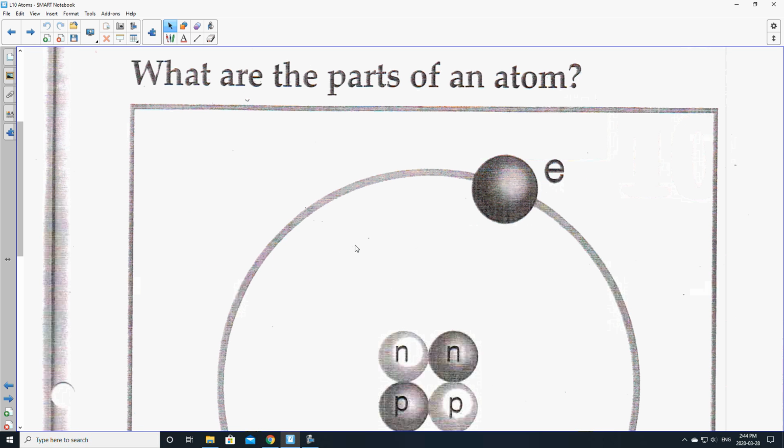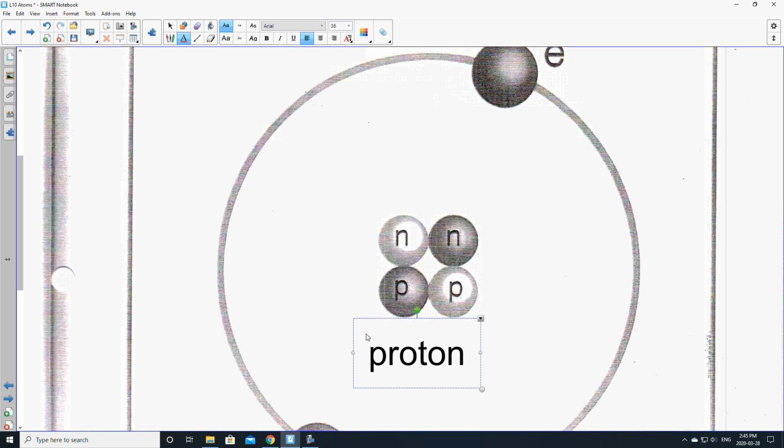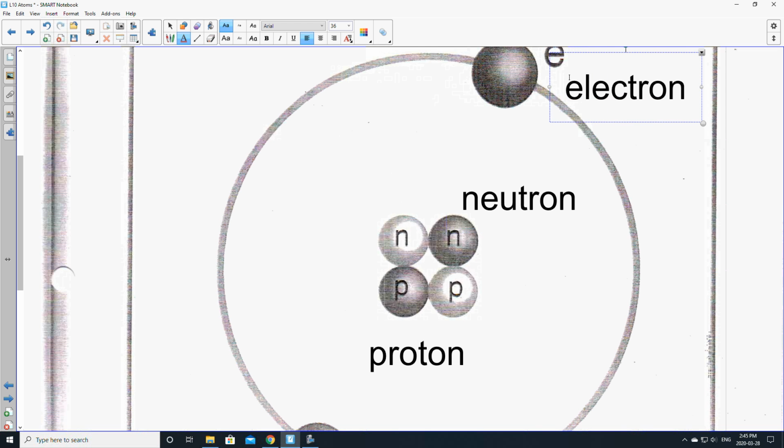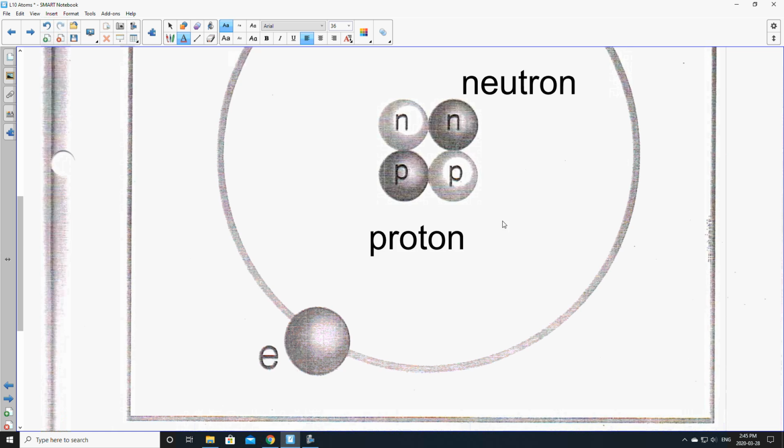Okay, so here they have a simplified diagram of an atom. P stands for protons, so maybe I'll just copy that down. Protons. Okay, N stands for neutron. Please copy this down as well on your own paper. Feel free, if I'm doing this too fast, to pause the video, okay? And then the E stands for electron. So here's a great little picture where it shows the protons and the neutrons in the center and the E, the electrons, on the outside.